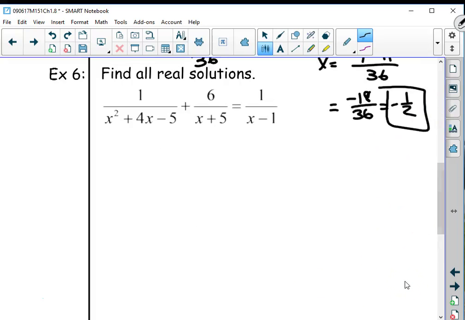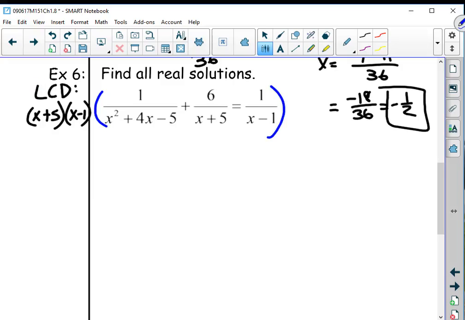Okay, on to example 6. First thing we probably want to do to figure out our LCD so that we can clear these fractions is to factor that first denominator. So it factors to x plus 5 times x minus 1. It turns out that this is our LCD as well because those two factors are in our other fractions, not a coincidence. So we're going to take this whole equation and multiply it by the LCD.